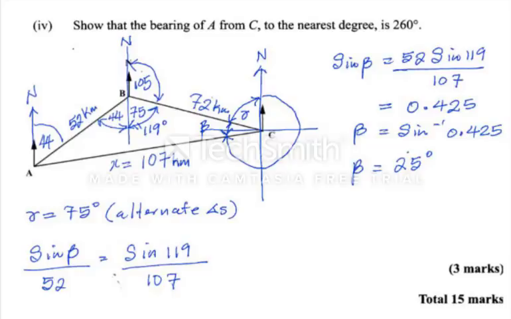Now, the angle gamma is 75 degrees, and beta is 25 degrees. And the three angles together here form angles at a point. Angles at a point add up to 360 degrees. So therefore, let's turn the page.